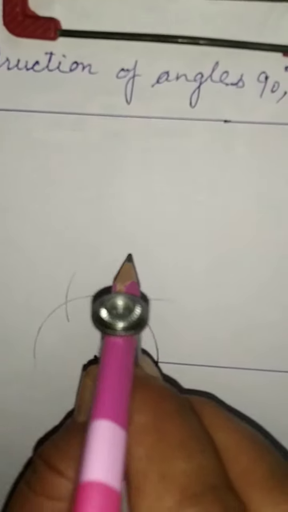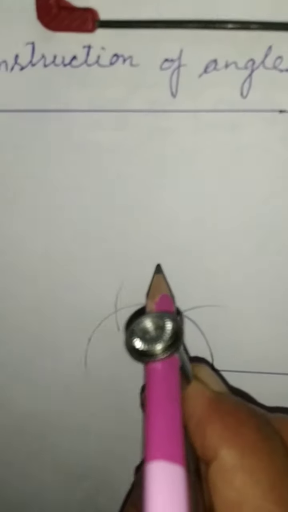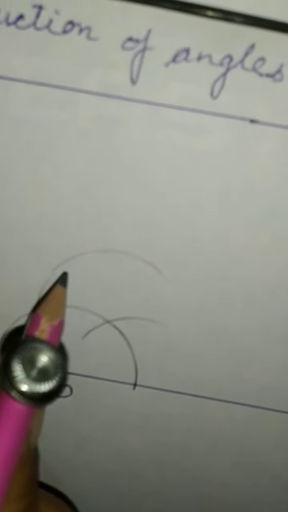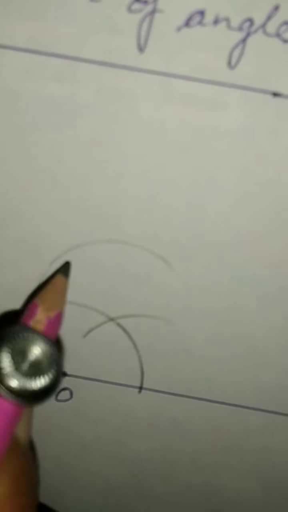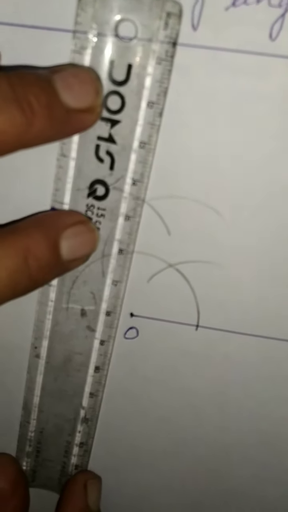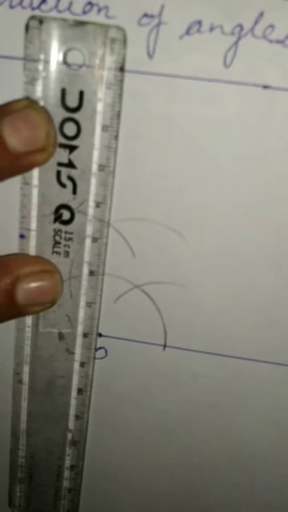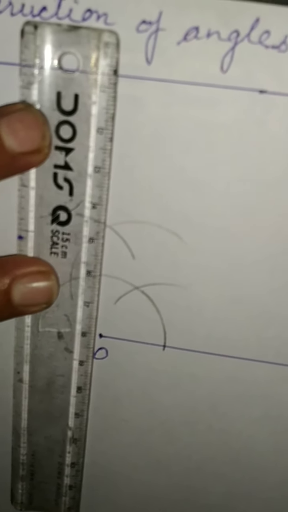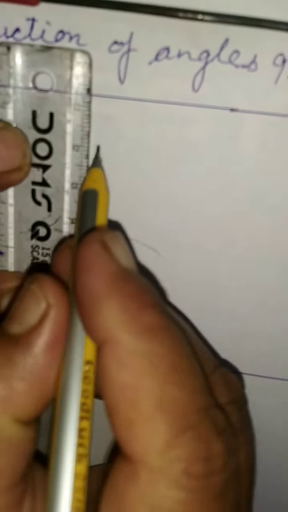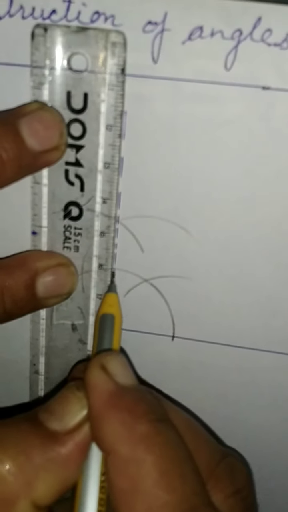Now I am producing 90 degrees first. Without changing the radius from this point, we will make an arc like this. From this arc that is of 120, we will make another arc that will cut the previous arc. Now I am joining this intersecting point and this O. I am getting an angle of 90. This is an angle of 90.